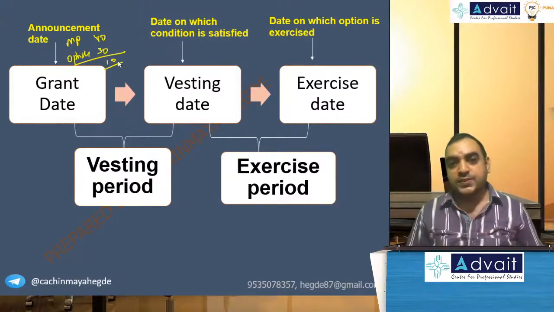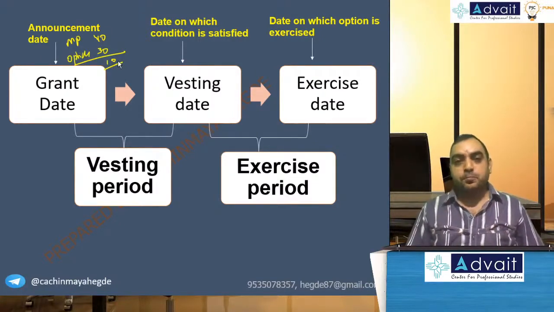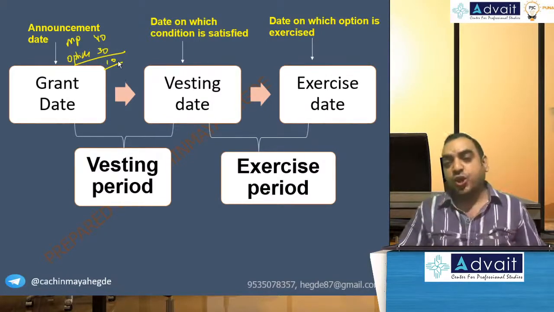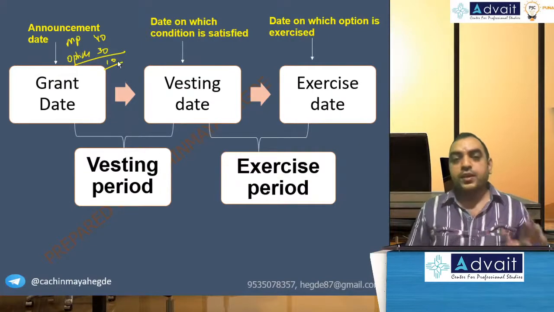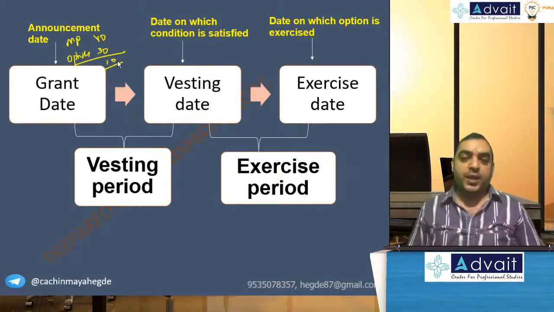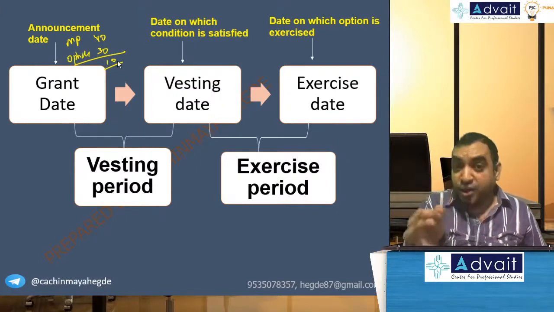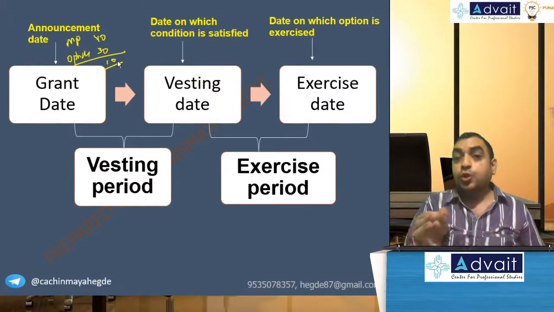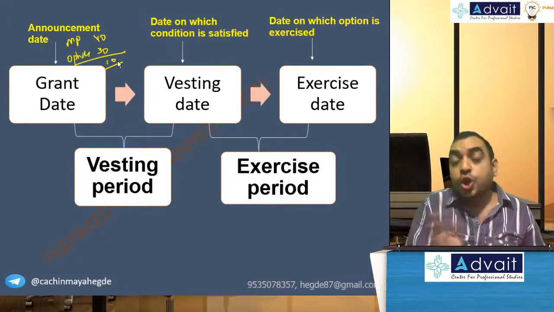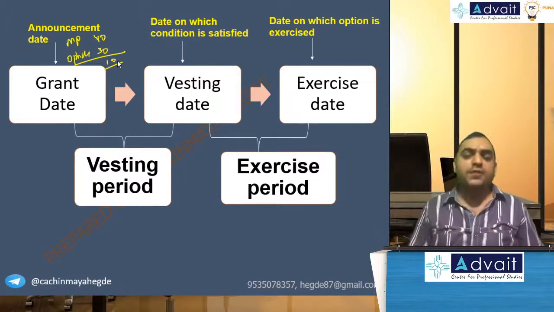If you know the options in SFM, you will be able to connect it better. That is, the difference between market price and strike price is called the intrinsic value. But when will you get this benefit? You don't get this benefit today. You get this benefit only on the date of exercising. Only at the time of actually exercising your option, not in the vesting period, but in the exercise period. Anyway, keep it aside.